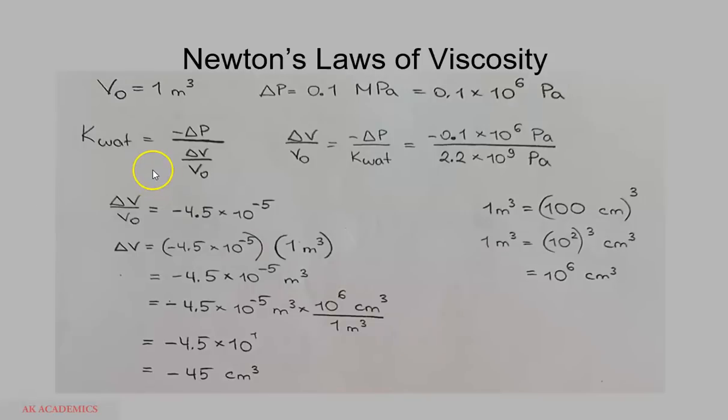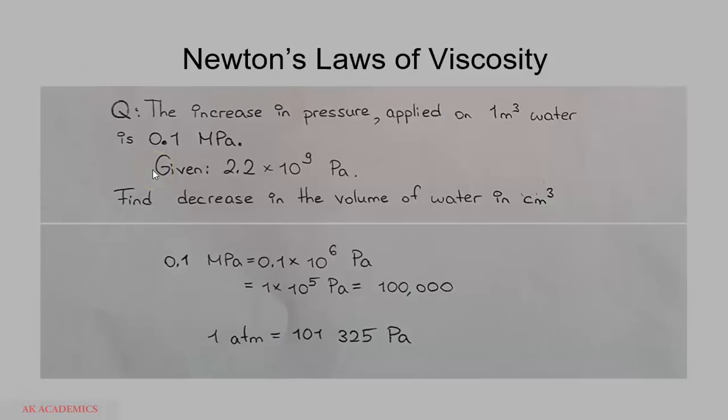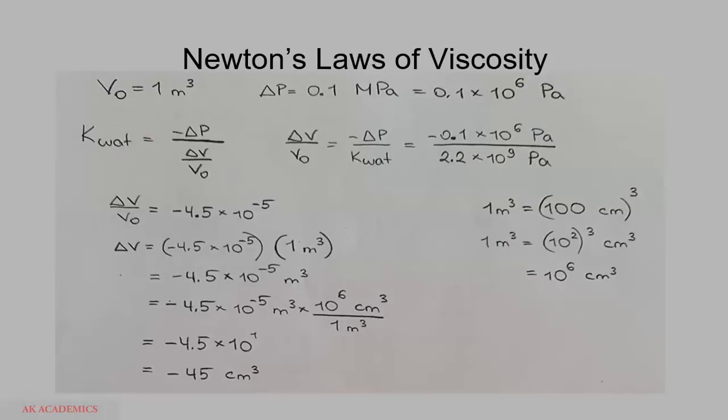So we can then go ahead and make some conversions, which we'll make very soon. Okay, we know V naught to be 1 cubic meter as given in the question. Our delta P will be equal to 0.1 megapascal, which we have found out to be 100,000 or 1 times 10 raised to the power 5 pascal, as given in the question too.